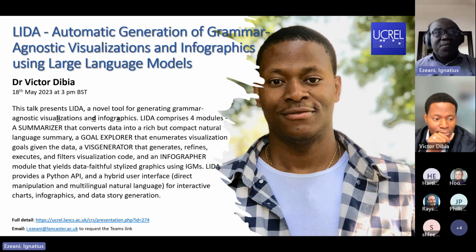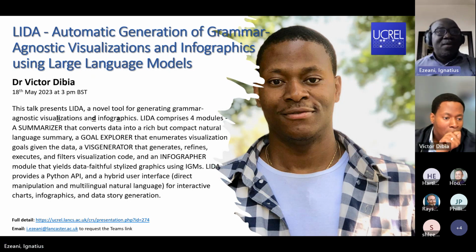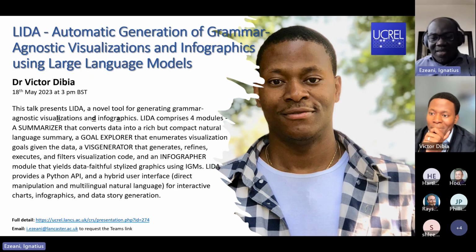LIDA comprises 4 key modules: a summarizer, the goal explorer, a VIZGENERATOR, and an infographer. Victor will tell us what these things are and what they are doing. Okay, and it also provides a Python API and a hybrid user interface, direct manipulation, and multilingual natural language processing.